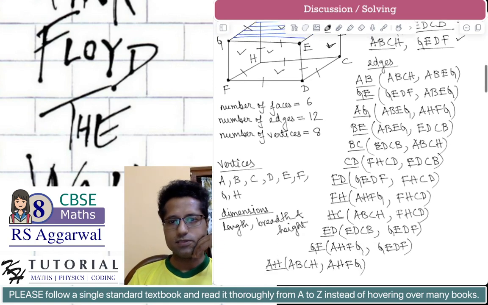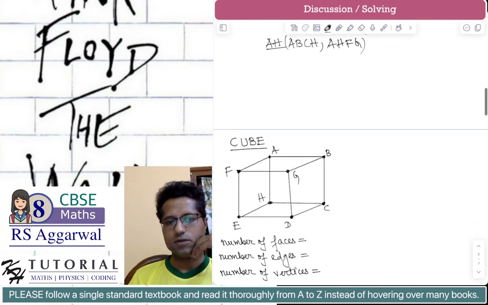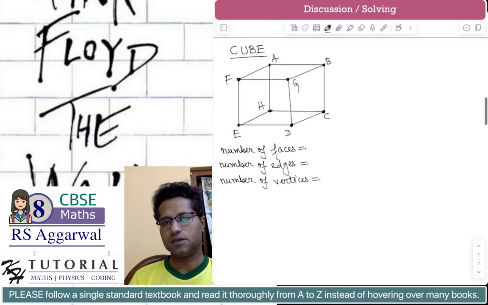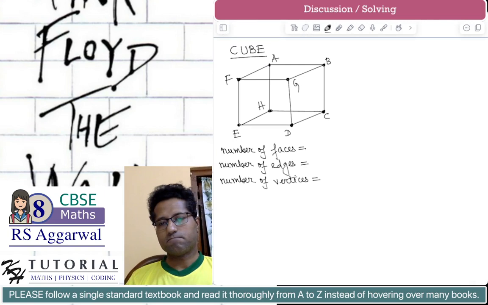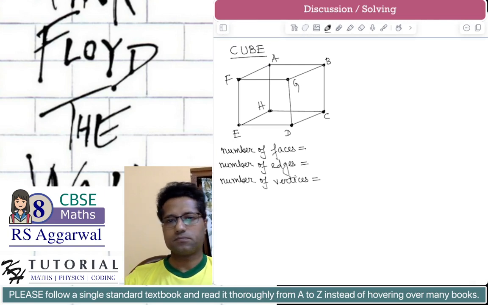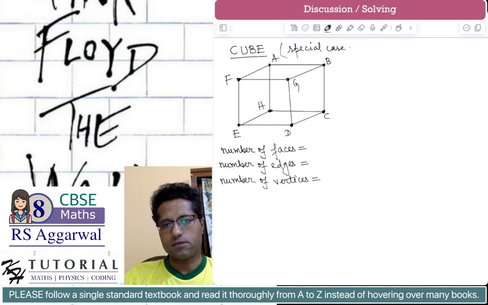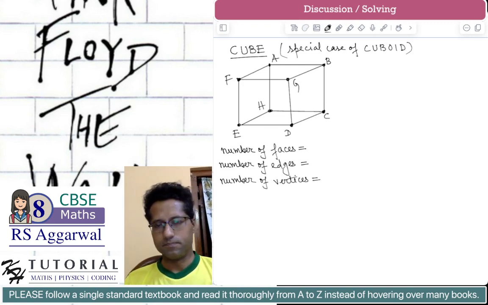Okay, now let's discuss the cube. Now a cube is a very special case of a cuboid where the length, breadth, and height all are same.